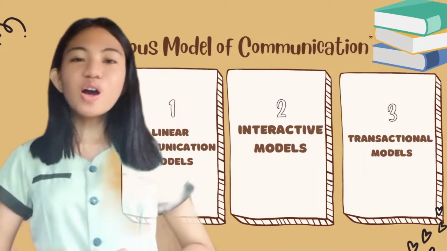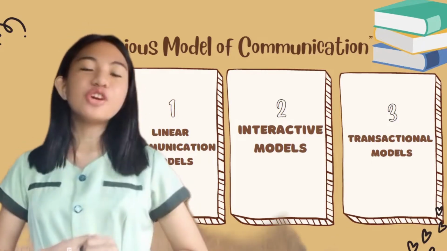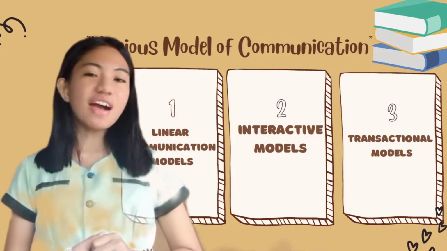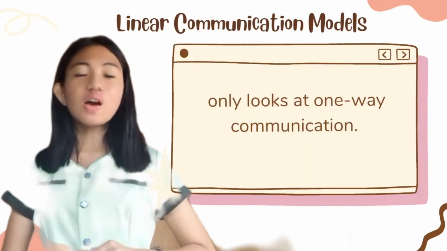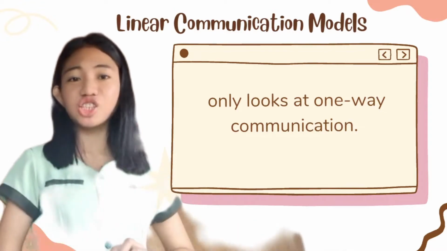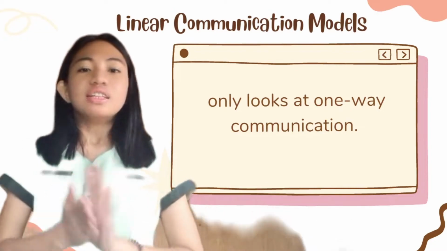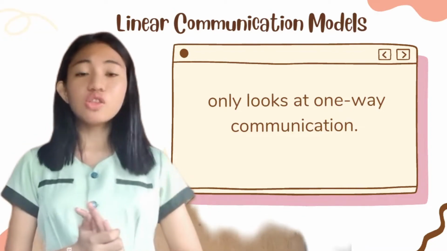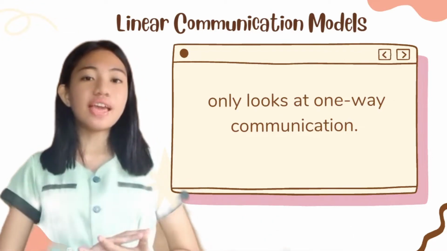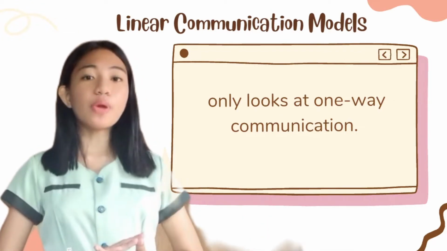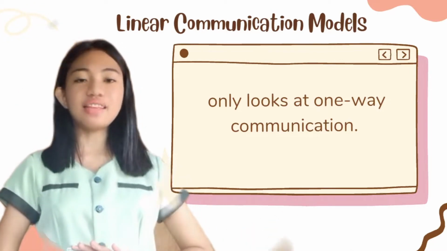Today, the main models of communication can be split into three categories. We have the linear communication model, interactive models, and transactional models. Linear communication models only look at one-way communication. It is a straight line of communication leading from the sender directly to the receiver. In this model, the sender creates a message, encodes it for the appropriate channel of delivery, and pushes the message out to its intended audience.